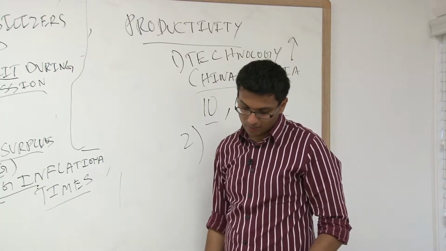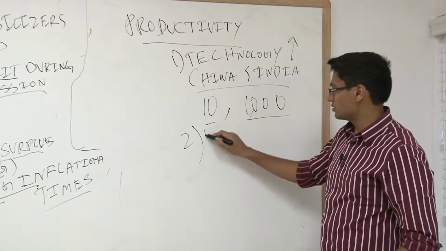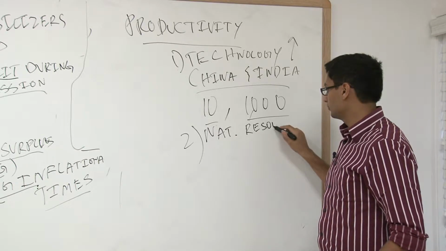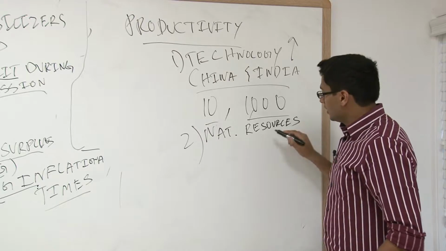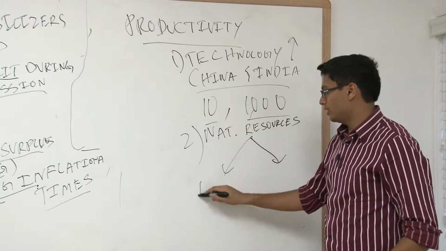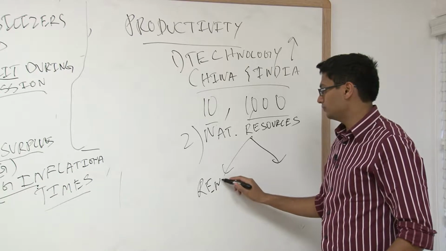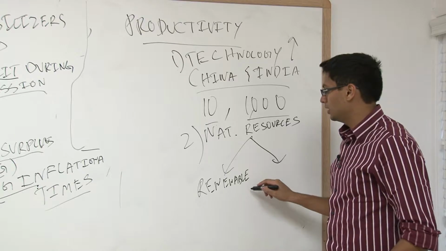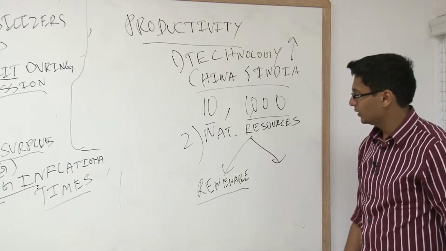Secondly, we want to talk about natural resources. Natural resources come in two different ways. One is renewable. What is renewable? A lot of things can be renewable.